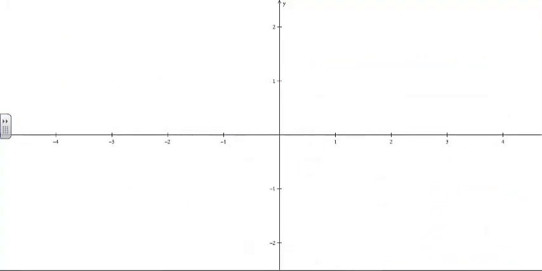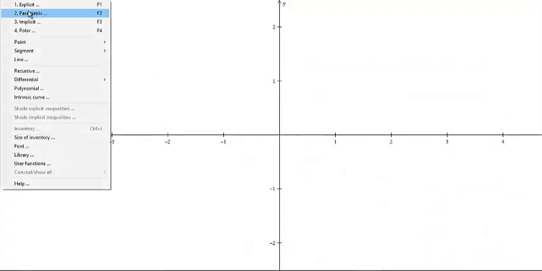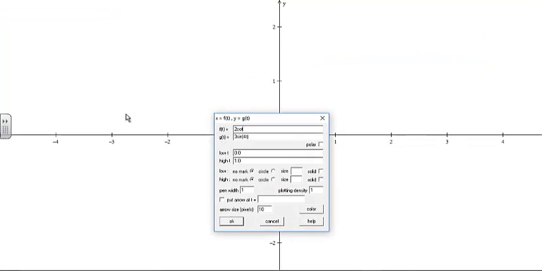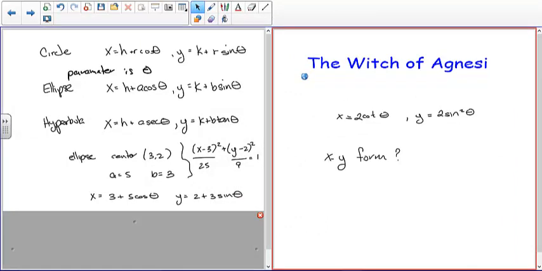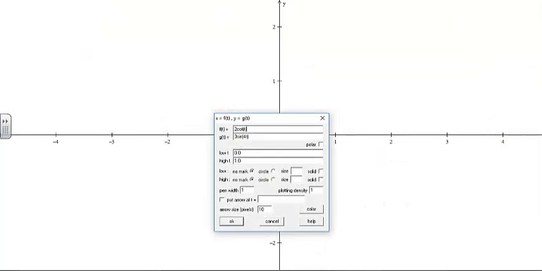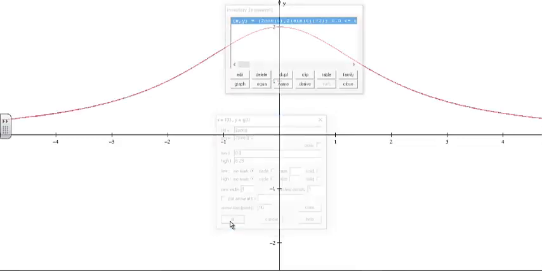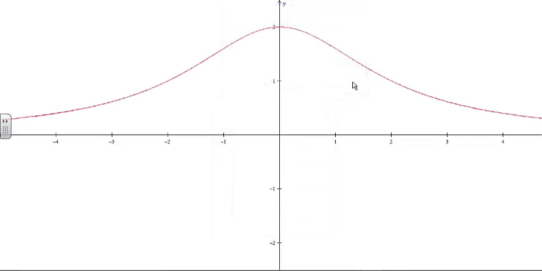So it's 2 cotangent theta is x, and y is equal to 2 sine squared theta. And we'll go from 0 to 2 pi again. Doesn't look too spooky, right? Okay, so let's look it up on the internet.